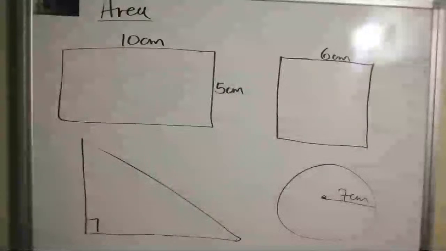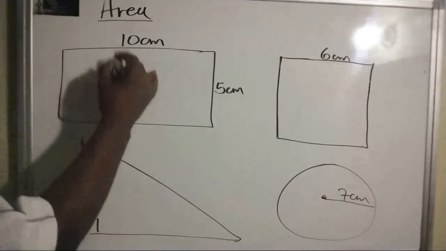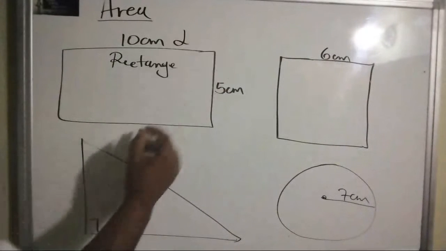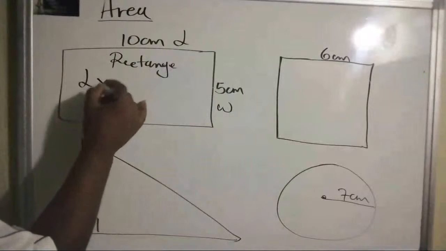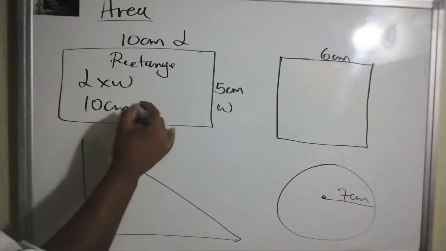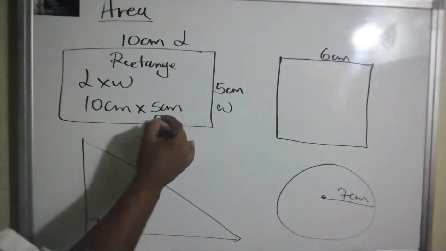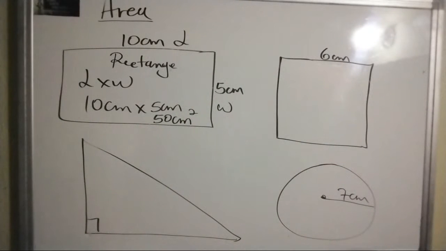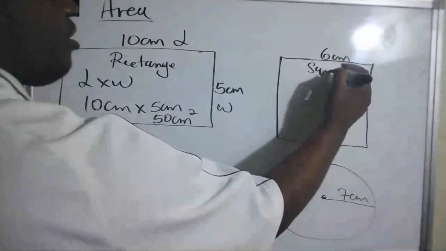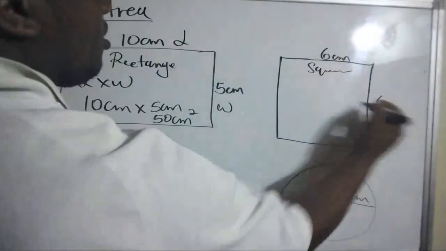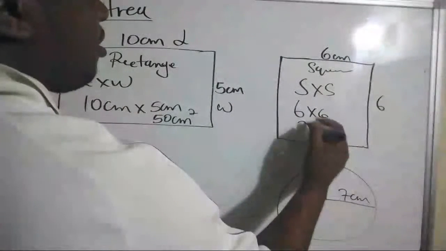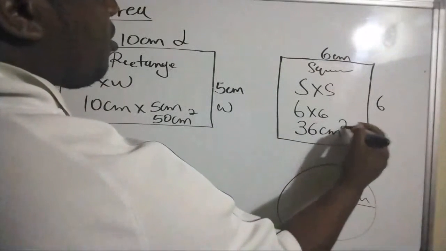Alright, so let's go through this, guys. So area of a rectangle, as someone says, is length times the width. So that will give us 10 centimeters times 5 centimeters, which is equal to 50 centimeters square. I didn't see anybody put the square, but I know you guys know that it's square. Alright, this is a square, and it's side times side, which is 6 times 6, and that is equal to 36 centimeters square.